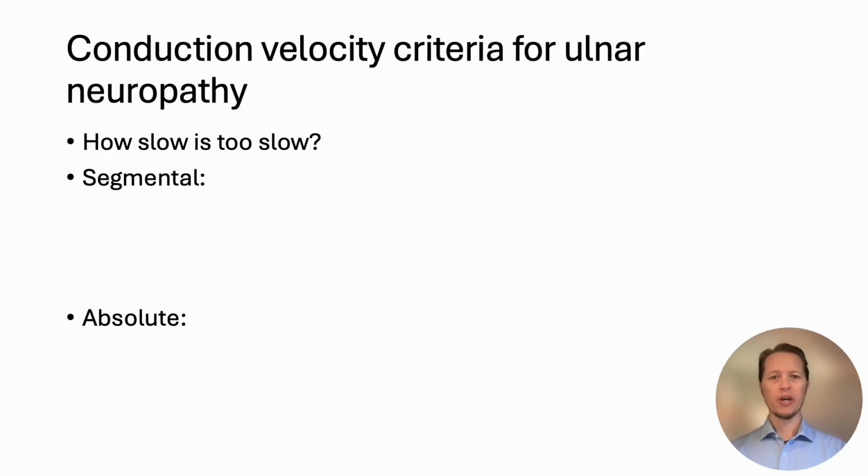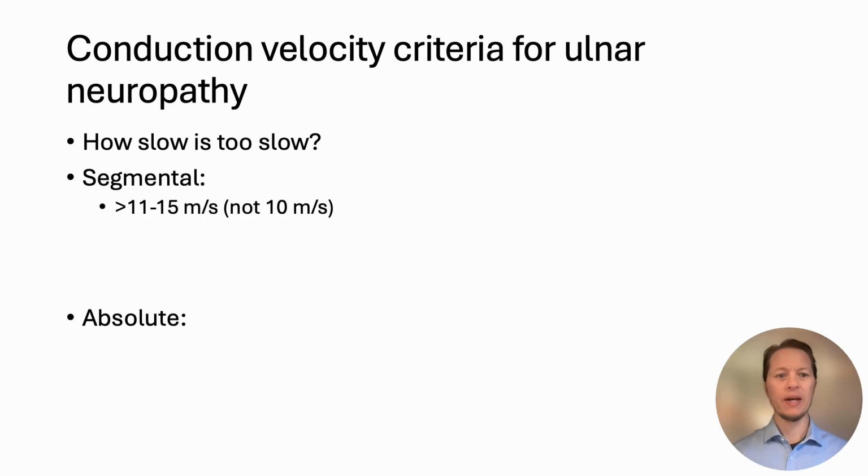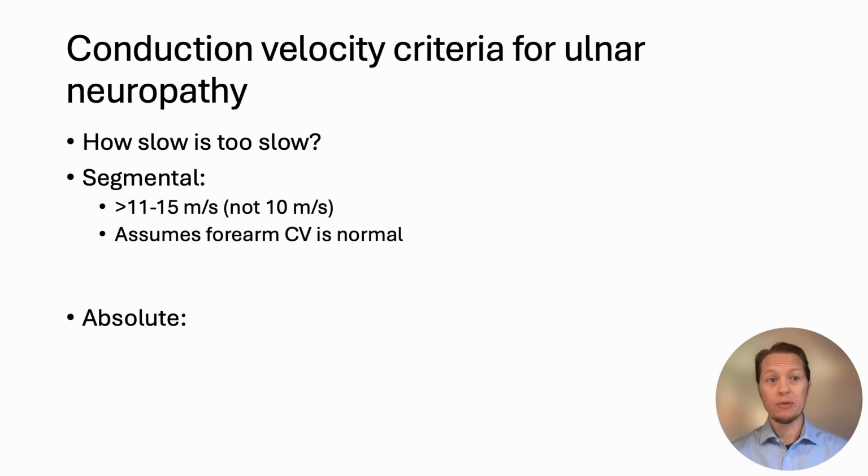So this is a good time to bring up criteria for ulnar neuropathy at the elbow, right? How slow is too slow? Traditionally, and I was taught the same way, right? 10 meters per second, but it's not. If you really look at what's out there and published, it's got to be greater than that. It's got to be at least an 11 to 15 meter per second segmental drop at the elbow compared to the forearm. That we don't see all the time, and that makes a big assumption that the forearm conduction velocity is actually normal, which many times it's not.